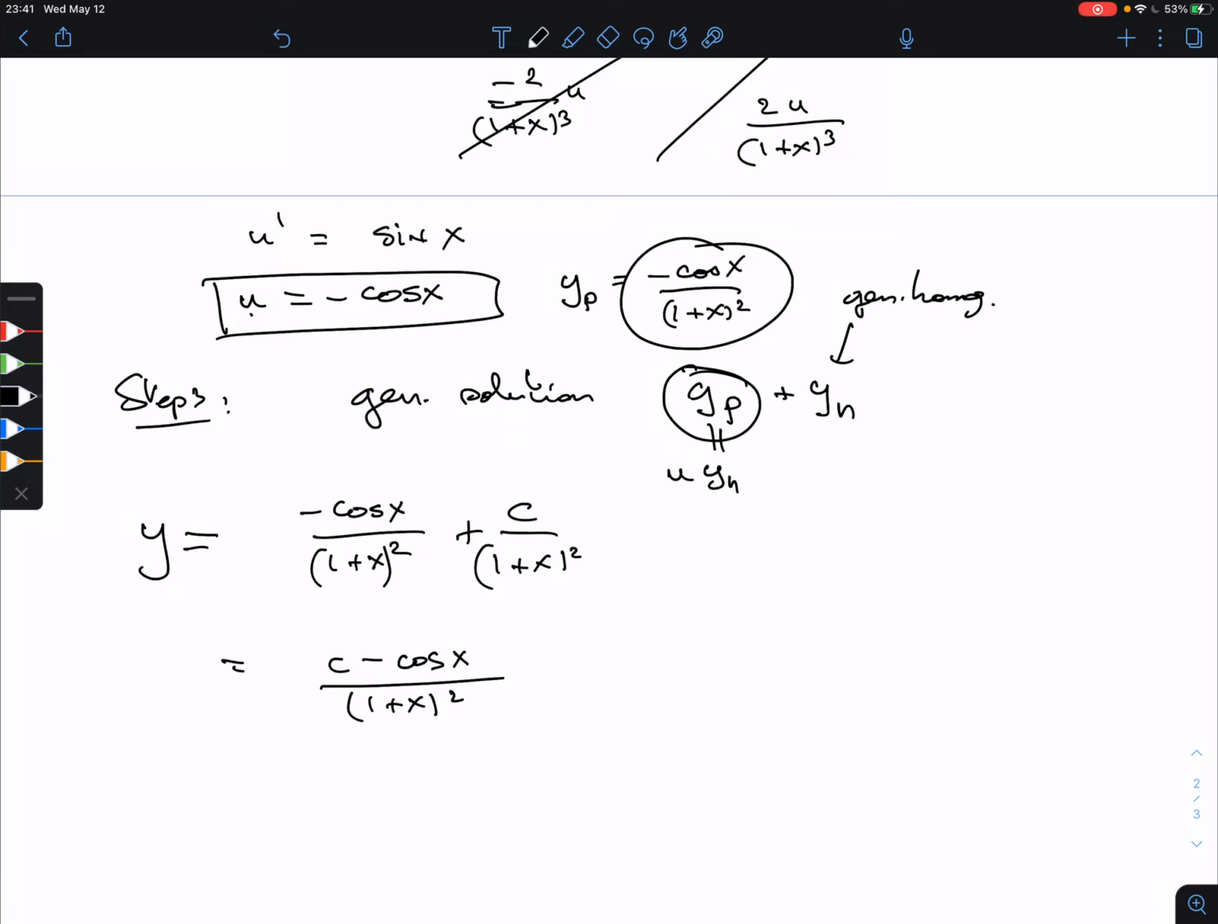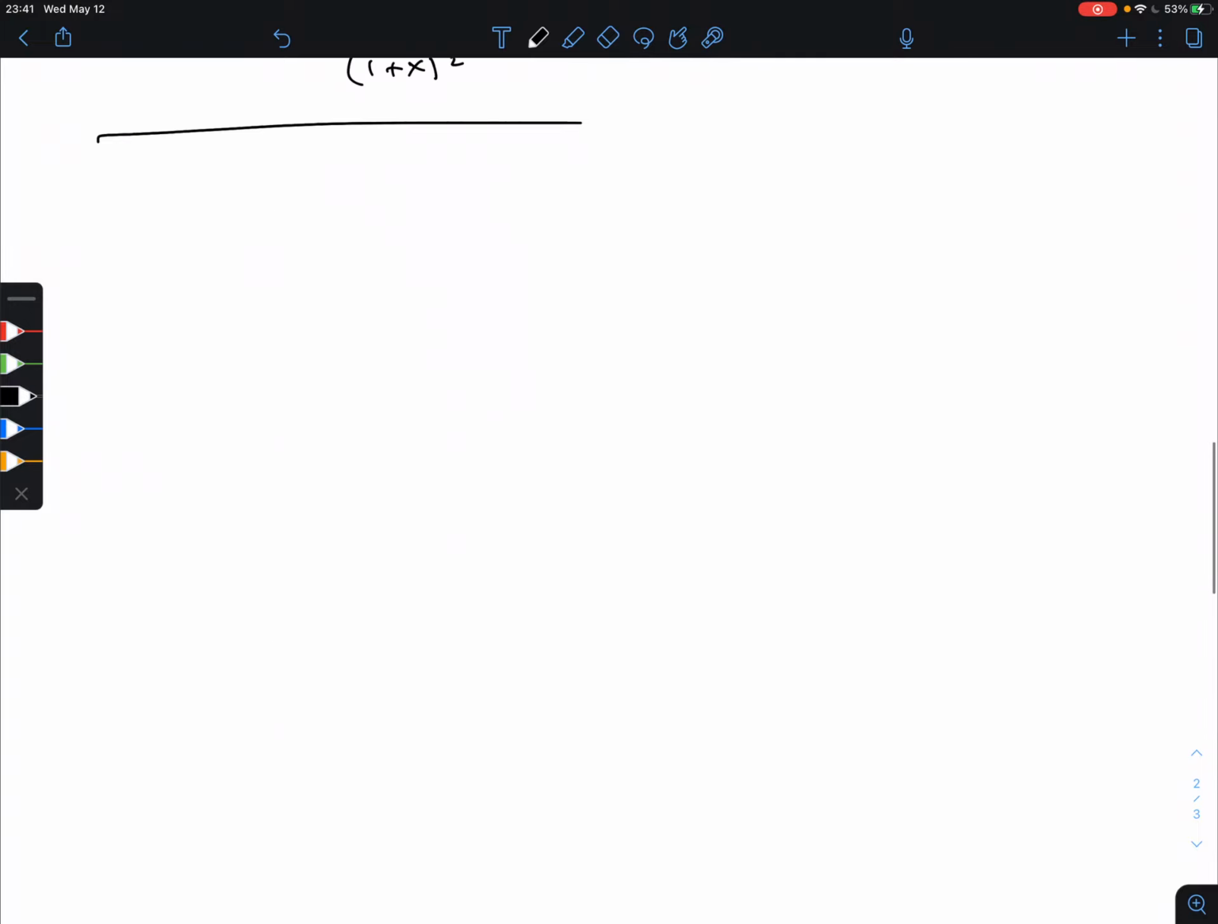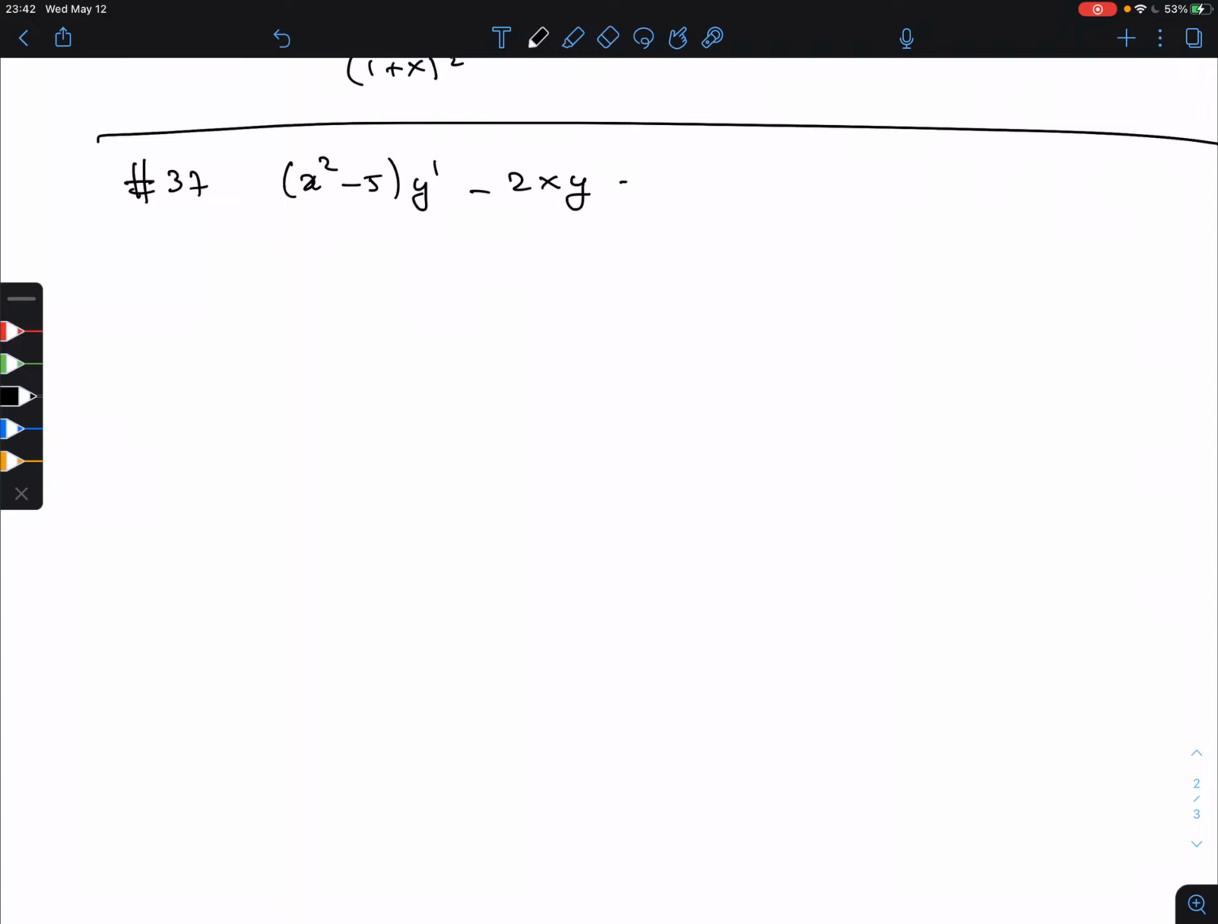This didn't have an initial condition. The next one has, so let's go to that one. So here we have (x squared minus 5) y prime minus 2xy equals minus 2x (x squared minus 5), and we want y(2) to be equal to 7. And again, you might say, oh, awful, awful, awful, but sometimes the awful might not be bad, okay?